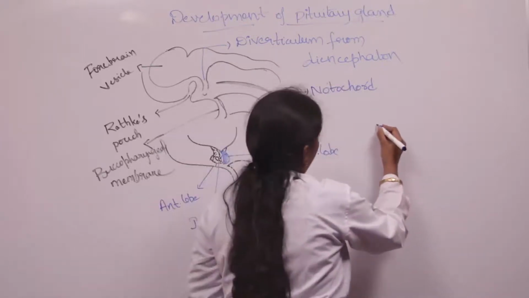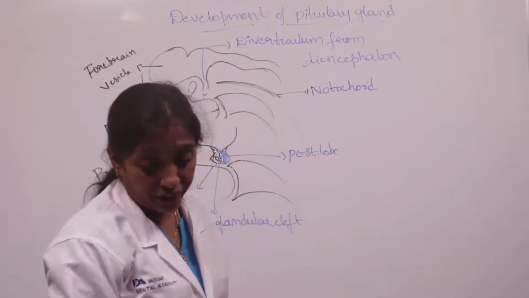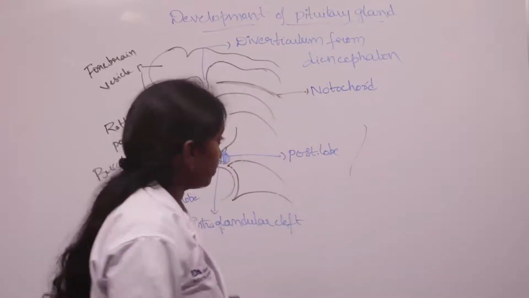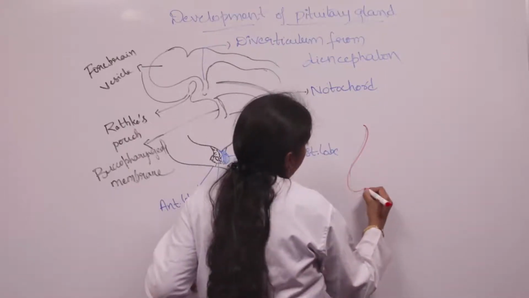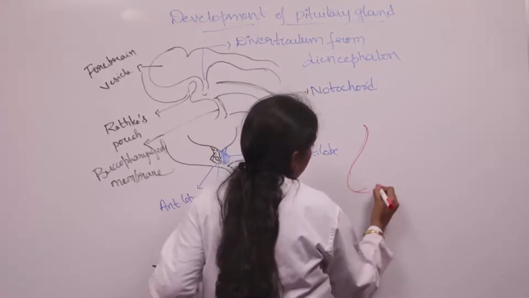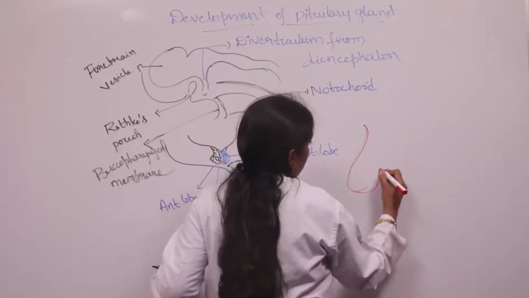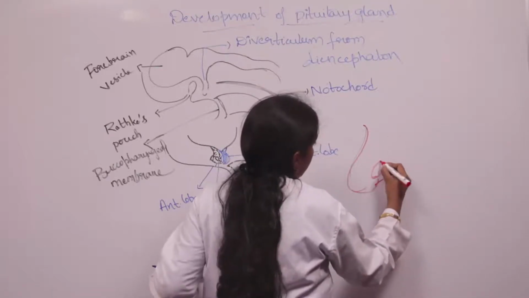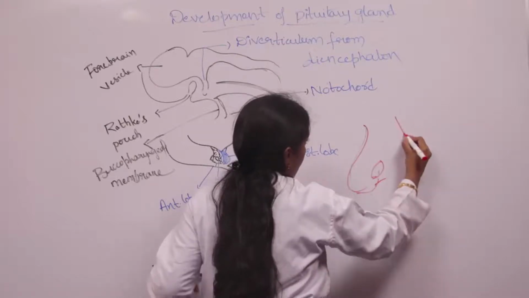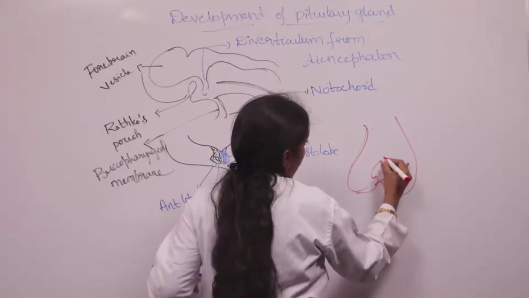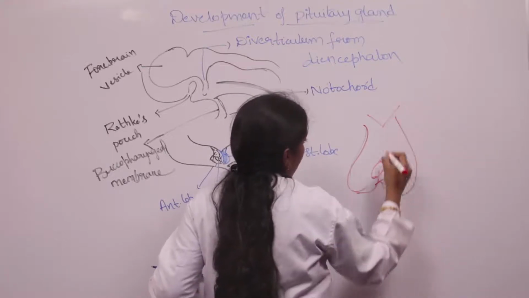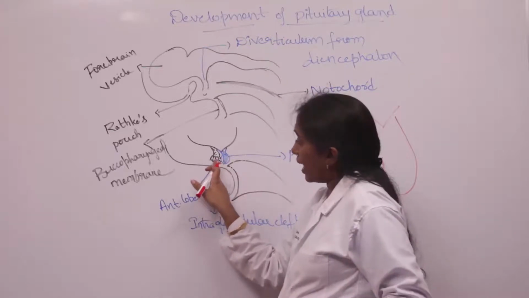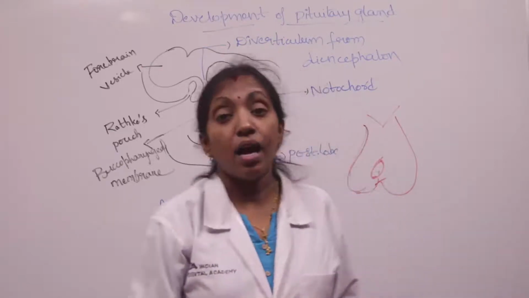We know that in the pituitary gland, an intraglandular cleft is present. In the anterior pituitary, and this is the posterior pituitary, right? An intraglandular cleft is present here, and the part which is present in front of the intraglandular cleft, we call it as pars anterior.